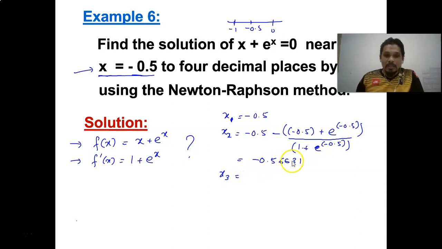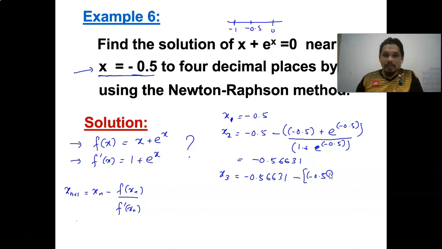x3: this is the new value of x that we're going to substitute into the formula x n plus 1 equal to x n minus f(x n) divided by f prime x n. So this is our new value, negative 0.56631 minus negative 0.56631 plus e to the power of negative 0.56631, divided by 1 plus e to the power of negative 0.56631.